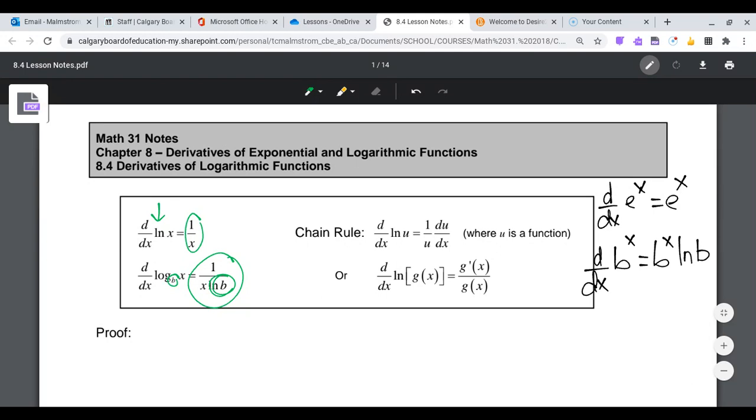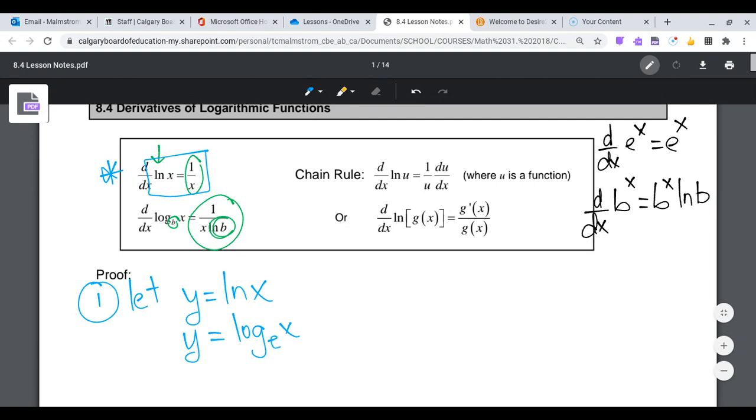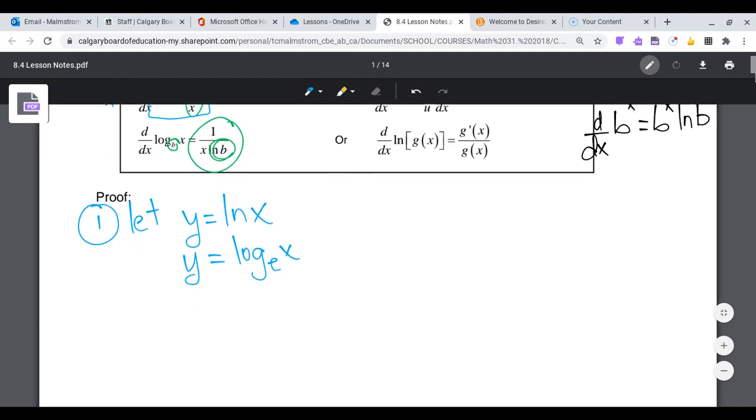Okay, I'm going to just do the proof to the first one, and I would encourage you, once you see the process, to try it on the second one where the base is b. It also works. So the first thing for the proof of ln x is we're going to let y equal ln x, which is really the same as log of base e. That's what the natural logarithm means. And then I'm going to convert this into exponential form. So this would be e to the power of y is equal to x.